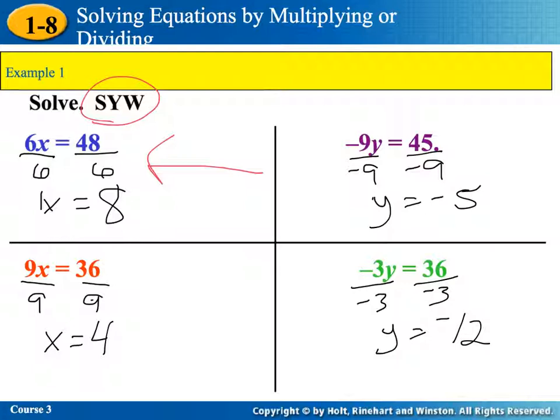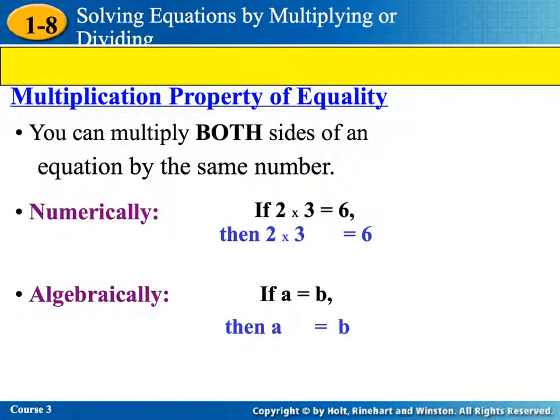So again, they are inverse operations of each other. The inverse operation of multiplication is division. So we're dividing. All right? Sweet. Okay, here we go. It says multiplication property of equality. So pause now, write it, and then I will explain.